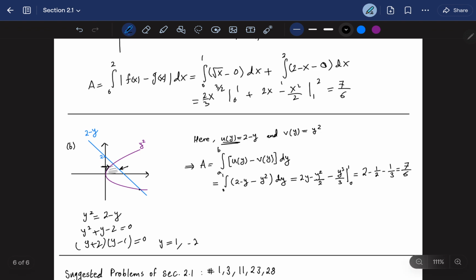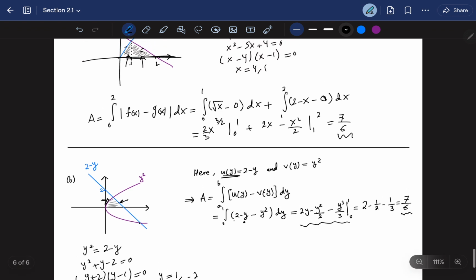So the integral from 0 to 1, if you can see, it's always right minus left. There is no separation of the region. So I'm only integrating one integral, from 0 to 1, u minus v, which is 2 minus y, minus y squared, dy. If you integrate it, you're going to get 2y minus y squared over 2 minus y cubed over 3 from 0 to 1. Once you plug in upper minus lower, you're going to get 7 over 6, which is the same exact answer.